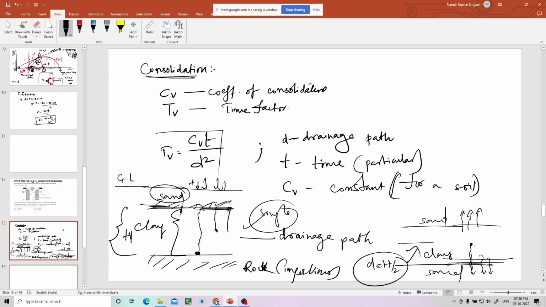So we need this now. This is the drainage path. This is the time taken for the consolidation, any consolidation, 25% consolidation, 50% consolidation, whatever. This is the coefficient of consolidation, which is constant. This is the discussion about consolidation.